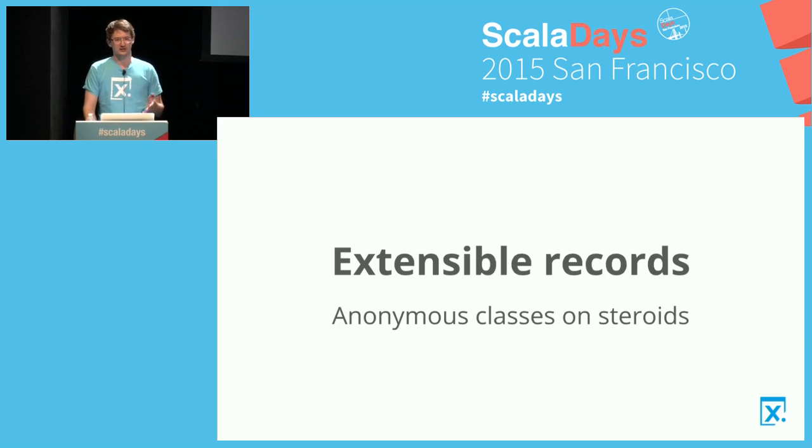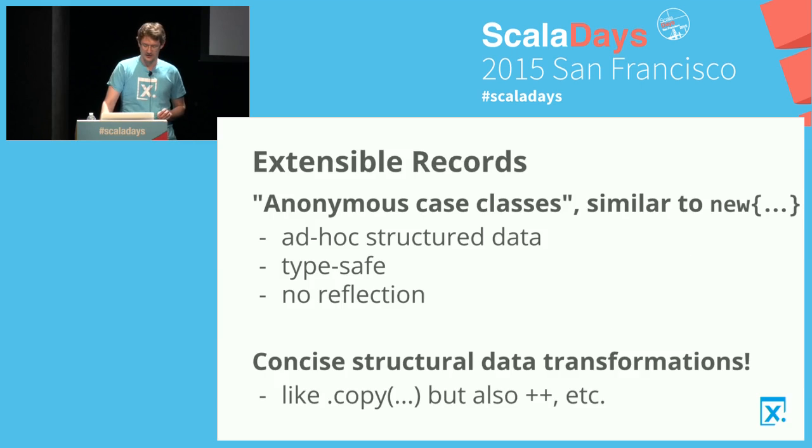So extensible records are somewhat like anonymous classes on steroids. They're similar to the whole new braces thing. Put a couple defs in there you may have seen in Scala. So you can ad hoc create structured data, type safe. However, the composable implementation doesn't need reflection like the Scala ones. Also, one of the main motivations for me to work on this was that I want to have type safe, concise transformation on structural data, on type safe structural data.